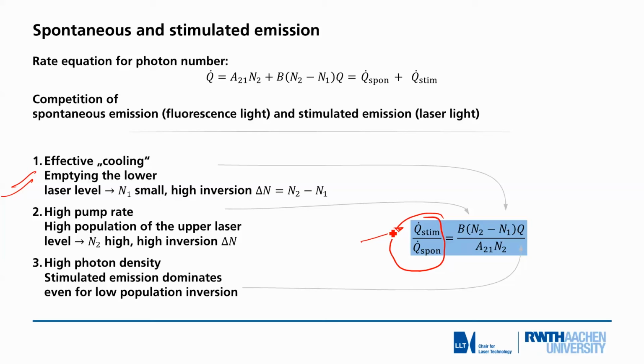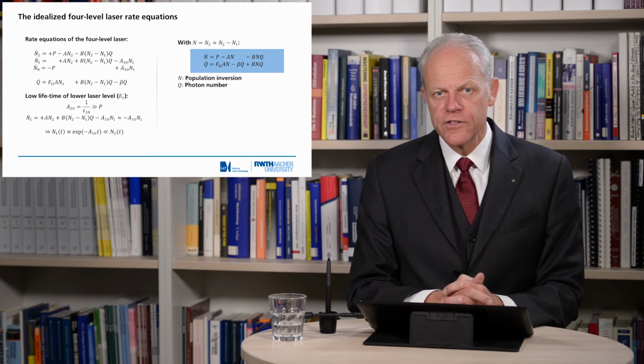So higher cooling, higher number of laser photons. The second thing is, if we use a high pump rate, then we get a higher population of the upper laser level, N2, which again leads to a higher population inversion. So we want to pump hard. And number three is that in the equation you see a direct linear dependence on the photon number. So the more photons we have in the resonator, the more the stimulated emission of radiation will dominate the generation of photons. So this was actually all about the rate equations.